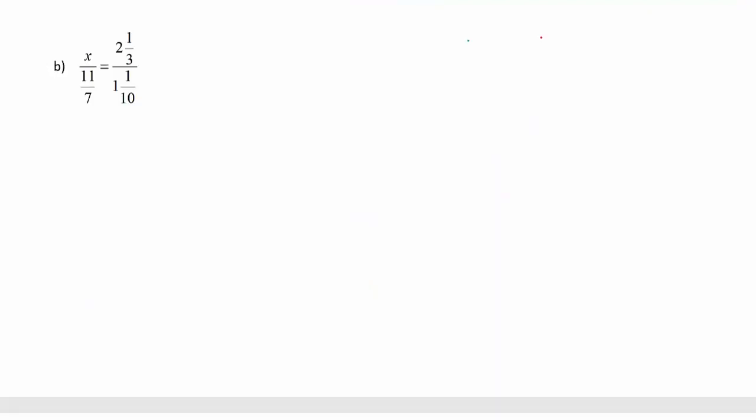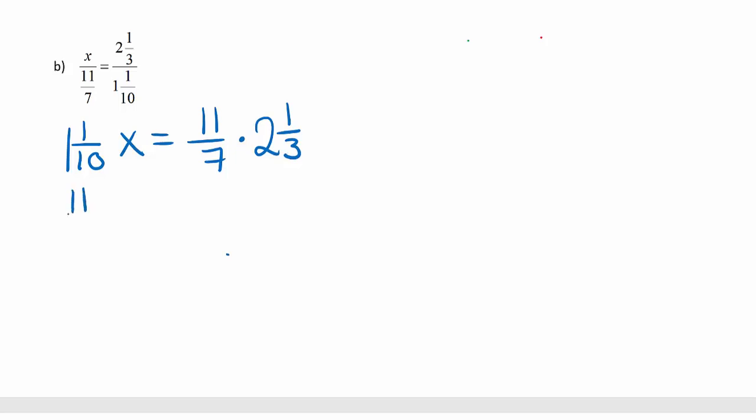The same idea holds even if the problems get more complicated. In this next example, I'm going to do the exact same thing. I'm going to set the cross products equal. So 1 and 1/10 times x has to equal 11/7 times 2 and 1/3. Now to solve this, I'm going to take all those mixed numbers and change them into improper fractions. 1 and 1/10 is 11/10. 2 and 1/3 is 7/3.